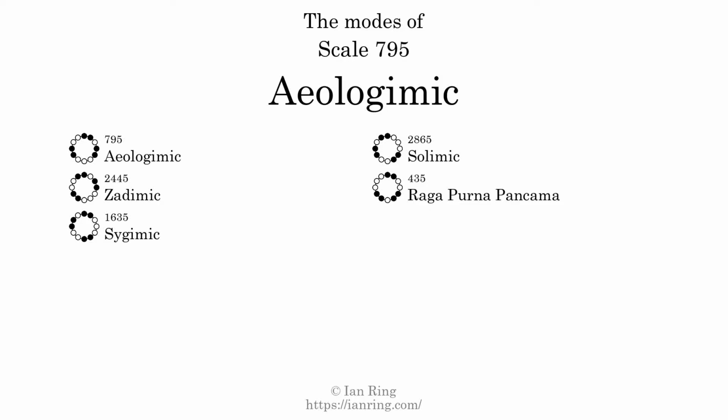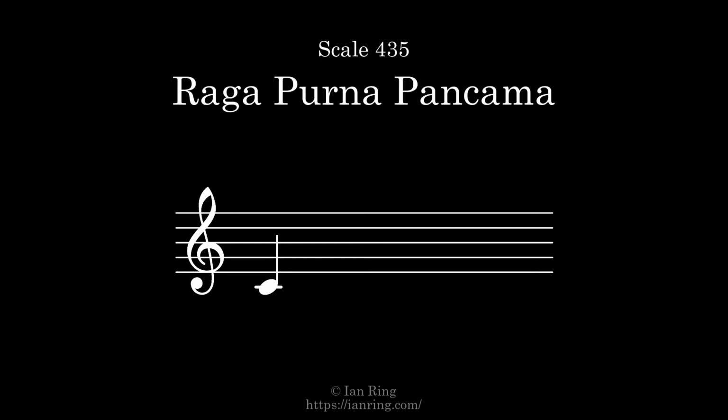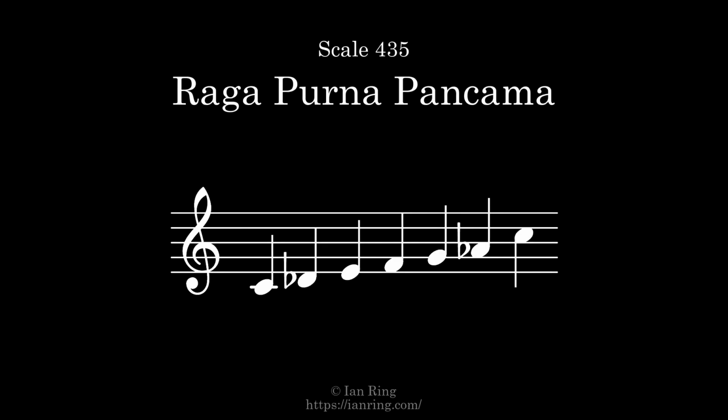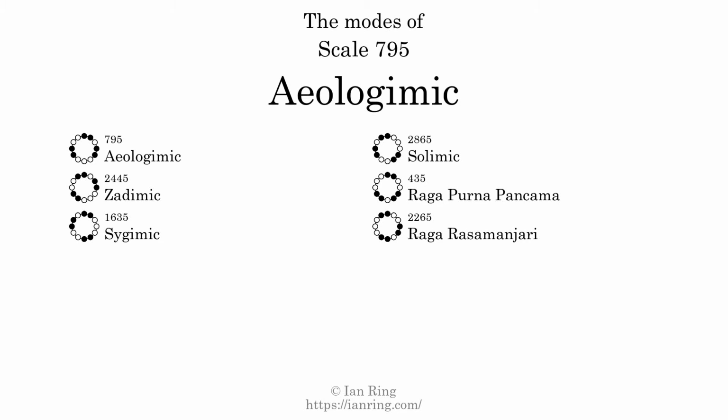The fifth mode is scale 435, also known as Raga Purnapankama. It sounds like this. The sixth and last mode is scale 2265, also known as Raga Rasamanjari. It sounds like this.